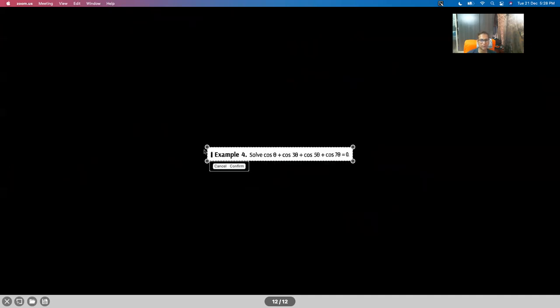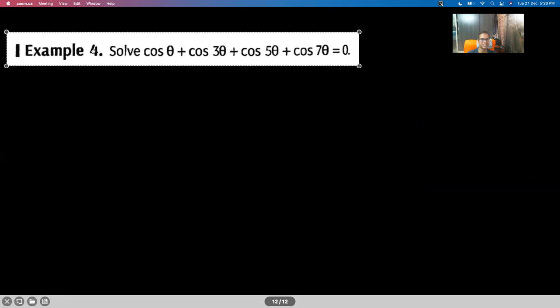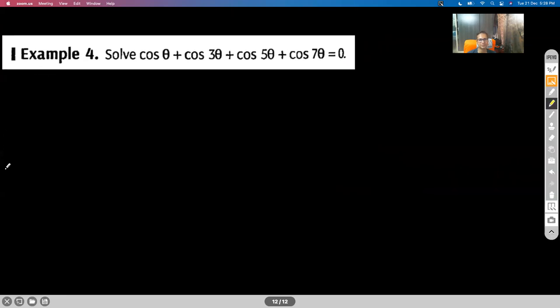By the way, all of you are expected to be good in your basic trigonometric identities. So here is a question which says, solve cos theta plus cos 3 theta plus cos 5 theta plus cos 7 theta equal to 0. By the way, the meaning of the word solve is finding the general solution. So solve just means finding the general solution. Good, so this will act like a revision for you all.